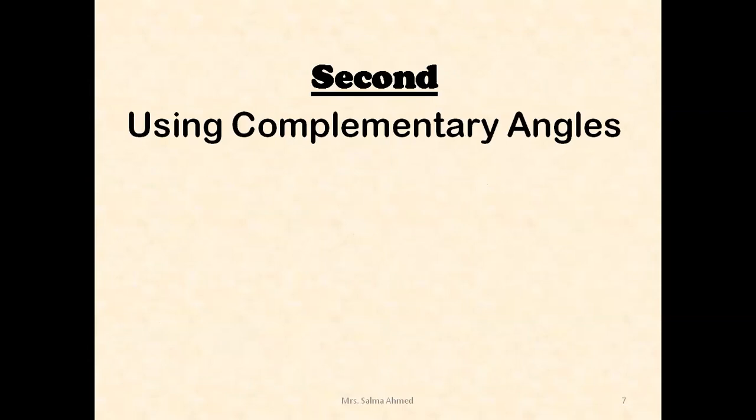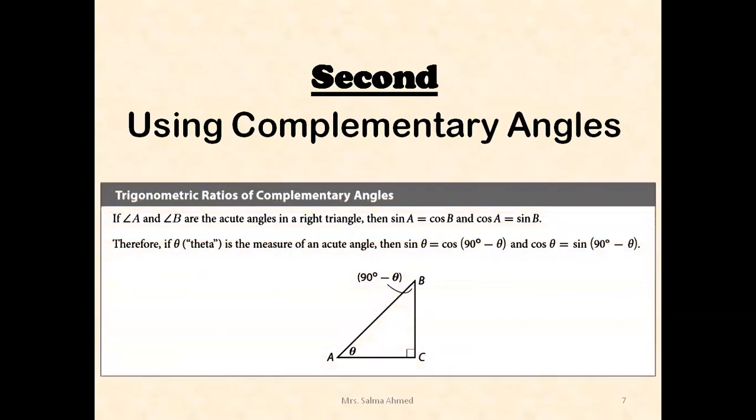Second, using complementary angles. We are going to illustrate this step here. If I have any triangle, the sum of the three angles is equal to 180. So if I have a right triangle here, this is 90 degrees. The sum of these two angles is complementary, or 90 degrees. So if this is theta, then angle B will be 90 minus theta.